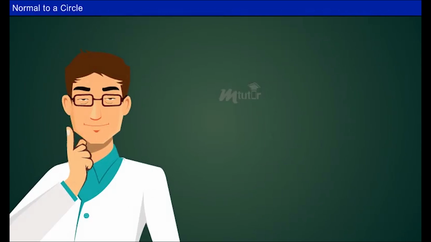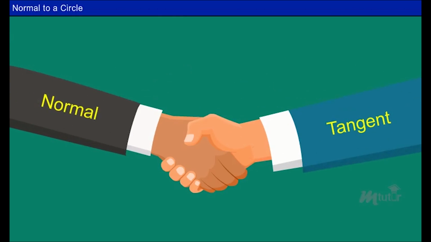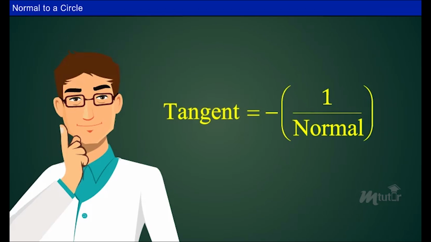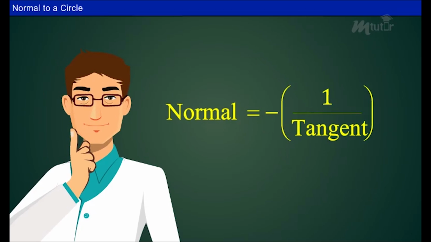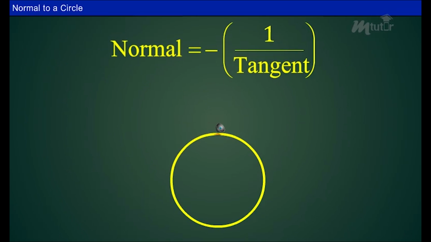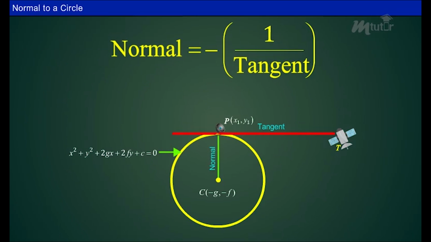What is normal to a circle? What is the relation between the normal and tangent to a circle? Tangent is the negative reciprocal of normal. Also, the normal is the negative reciprocal of the tangent, because they are perpendicular to each other.